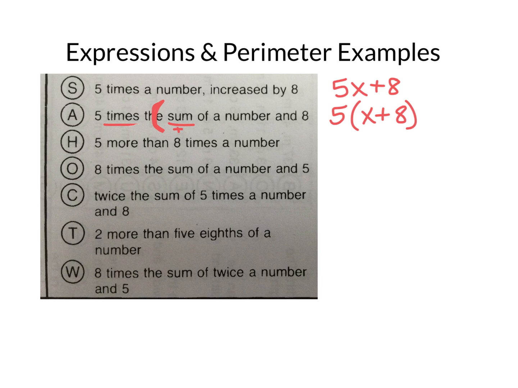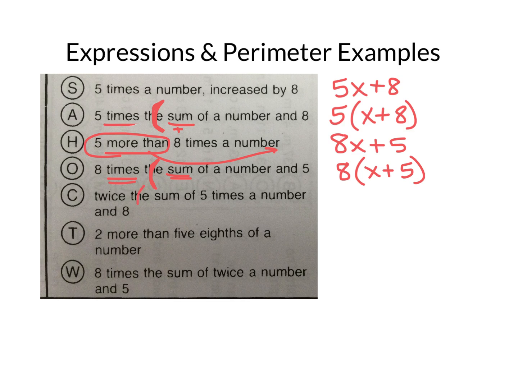5 more than, remember more than is going to push me to the end. So I have 8 times the number plus 5. 8 times the sum, so I see this again here. Times and sum are back to back, which means I'm going to introduce parentheses. So I've got 8 parentheses, the sum of a number and 5, which is x plus 5.